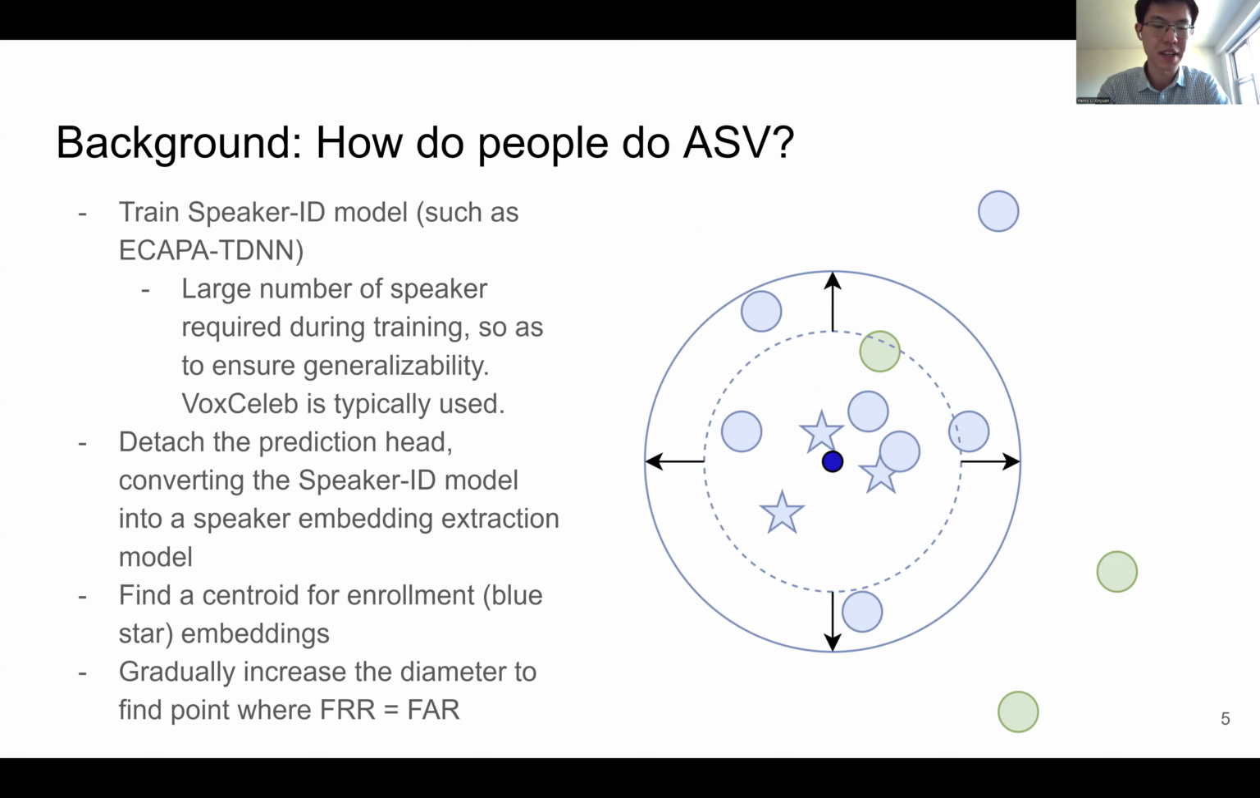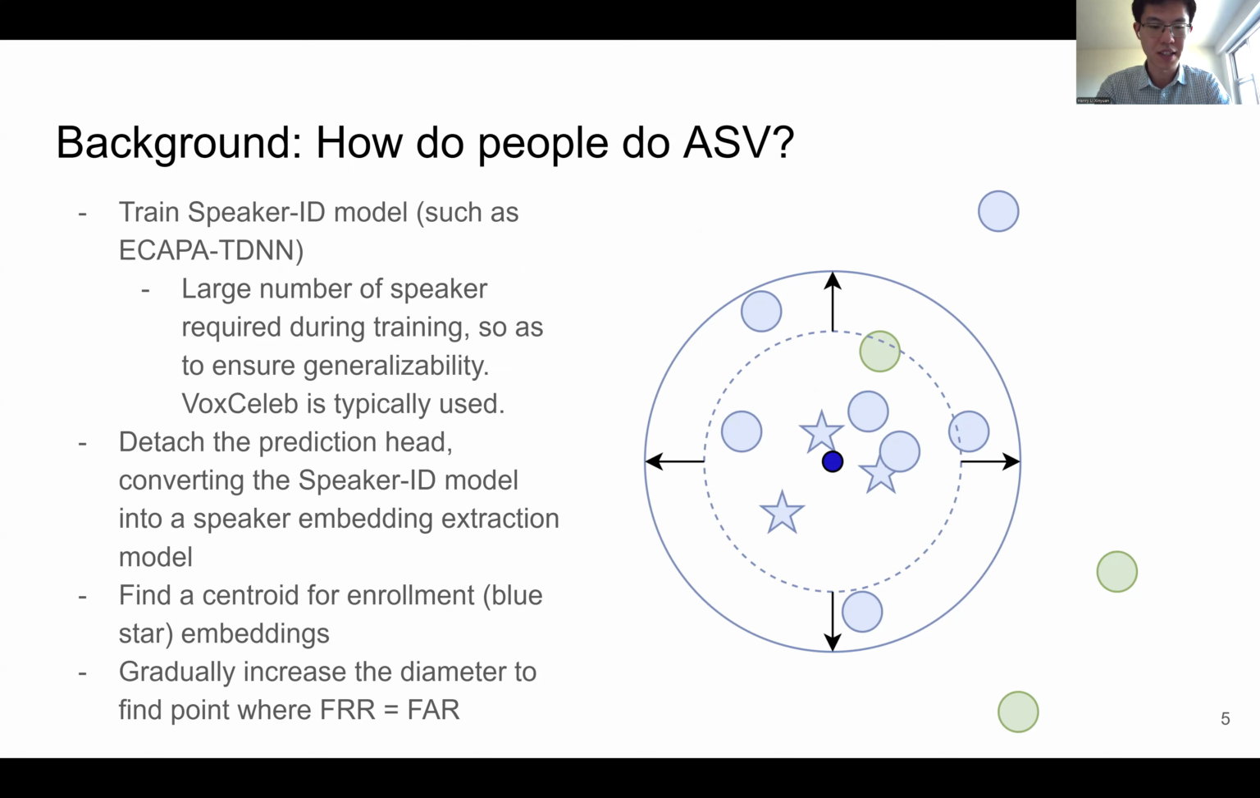Recall that ASV is an open set problem. So if at trial time, the speaker turns out not to be the enrollment speaker, it could in theory be any speaker in the world. In order to adapt the closed set speaker ID system for the open set ASV task, what people do is detach the prediction head. Now we have a feature extractor which projects utterances into a space where utterances from different speakers are more likely to be separable. This was the idea behind X-vector systems, which were successfully adopted by many ASV systems.